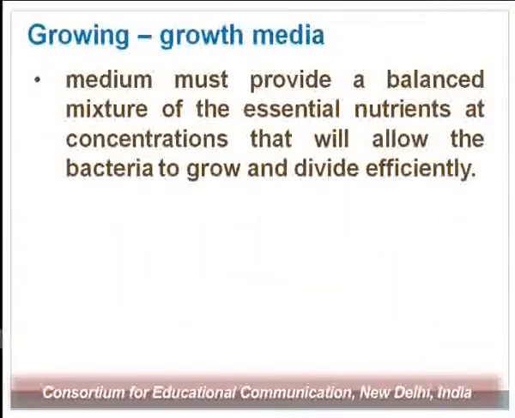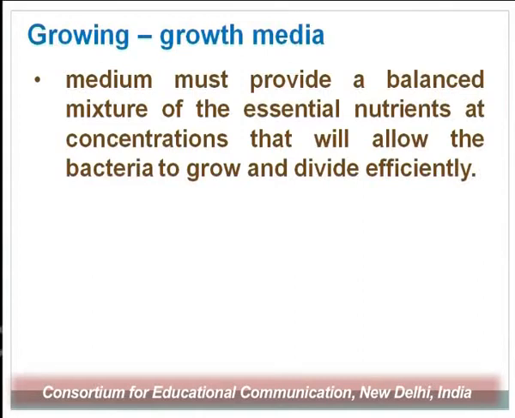So, first of all, these cells need to be grown in large numbers. The bacterial cells need to be grown and then collected so that the DNA can be isolated from these cells. Now, growing the bacterial culture requires certain growth media. Growth media is like the food for growing bacteria. It is the medium that must provide a balanced mixture of the essential nutrients at concentrations that will allow the bacteria to grow and divide efficiently.